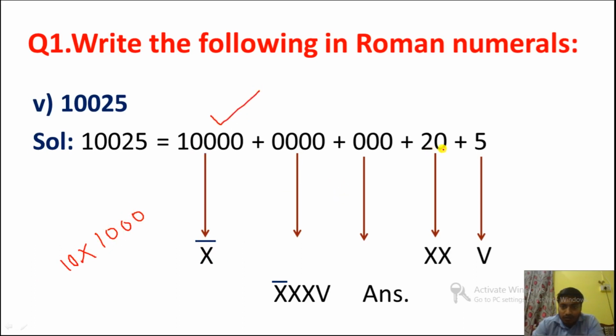Now come to this 20. How will we write 20? We can write XX. The value of X is 10, and X is repeating 2 times, so this 10 is multiplied by 2. When we multiply we get 20. Clear? Now we will write for 5. We have a separate symbol for 5, and that is V. Now we have to combine. After combining we will get X with a bar over it, then XXV. This is the Roman numeral for 10,025. Clear?